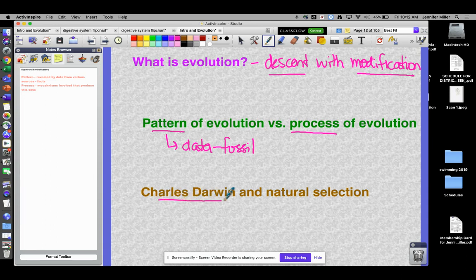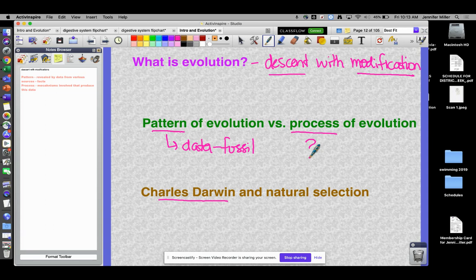And since we're going to be talking about Charles Darwin, even in Charles Darwin's day in the 1800s, scientists at that time knew that things evolved. That was not a question. We could see that in the data. The process of evolution, though, during Darwin's time was a little bit of a question mark. How did organisms change? So this is where Charles Darwin comes into play.